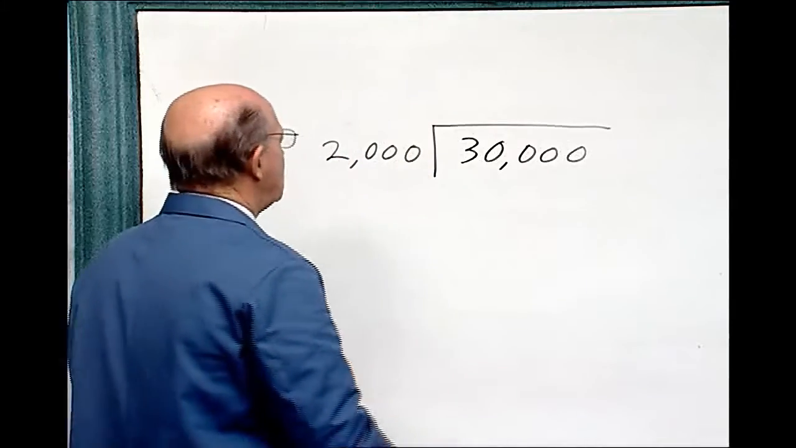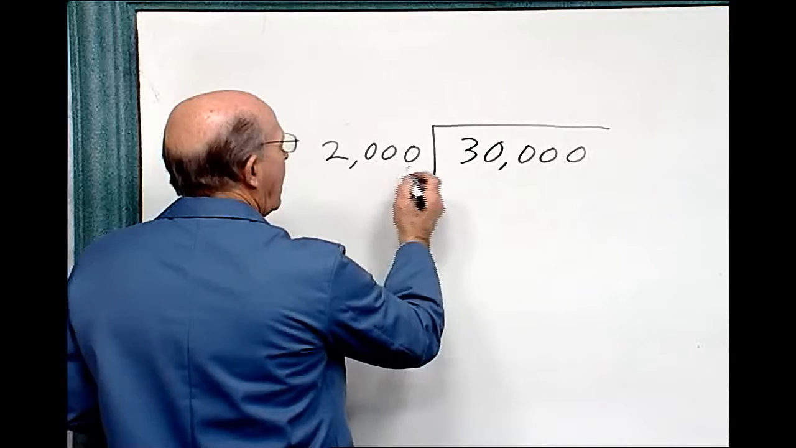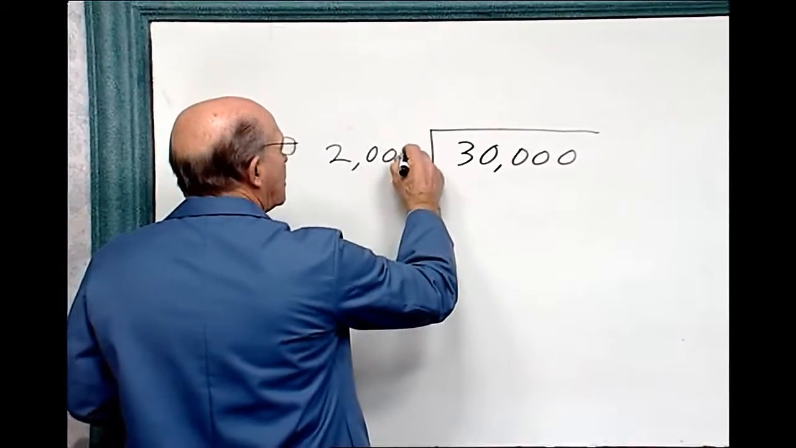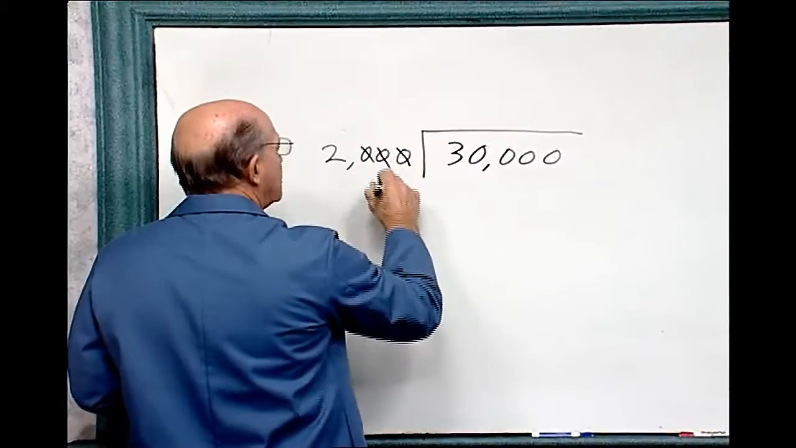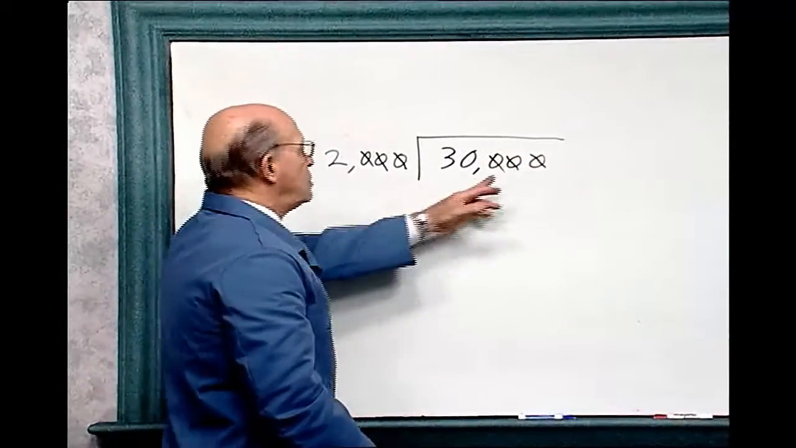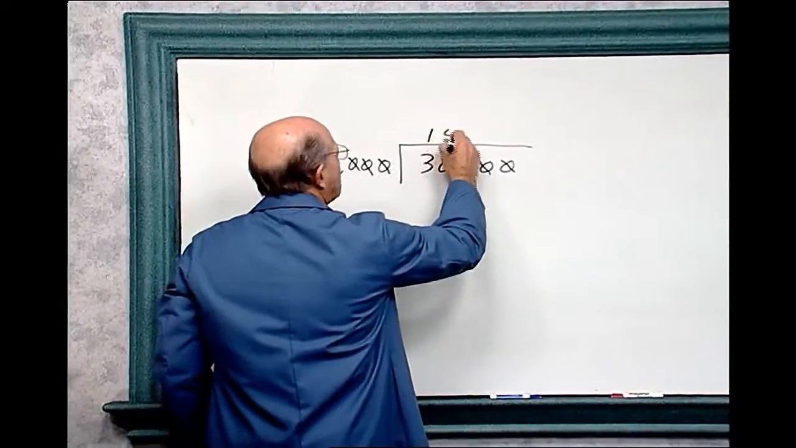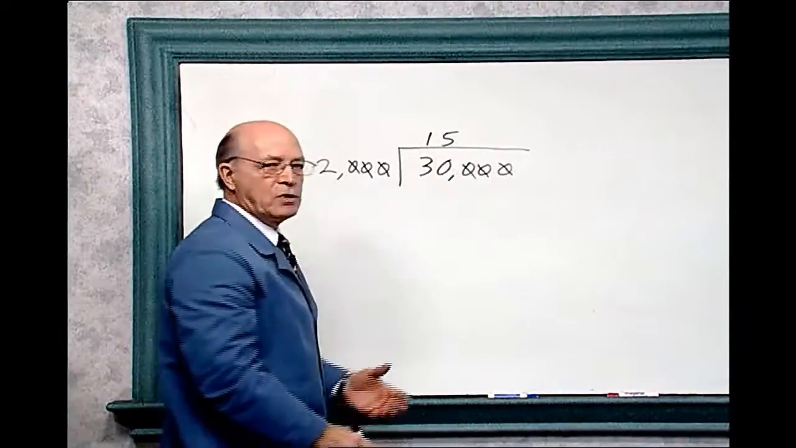Now notice, he is dividing 30,000 by 2,000. In dividing with zeros like this, it has 3 zeros, and all you have to do is remove 3 zeros over here also, then 2 goes into 30 15 times. And the answer is 15.